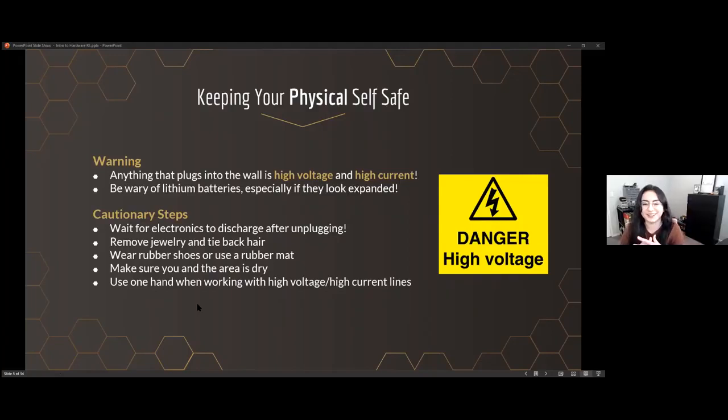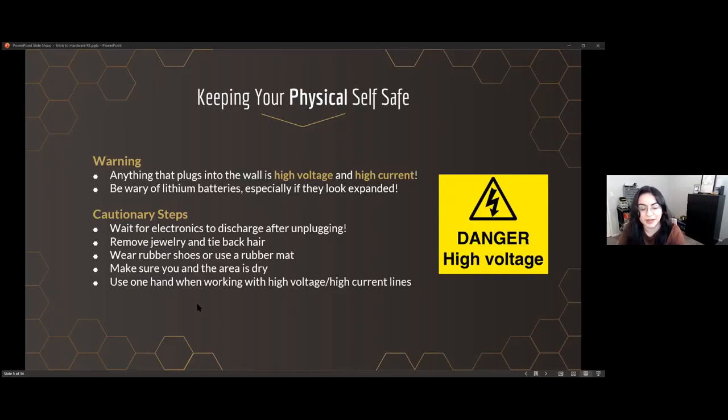So first of all, keeping yourself physically safe. Things that plug into the wall are high voltage and high current. I think anything above 10 milliamps can kill you, especially if it goes across your heart. It can injure you, it's very fatal. To give you an idea, I think the wall plug is 120 volts and 15 amps. So if anything goes into the wall, watch out for that.